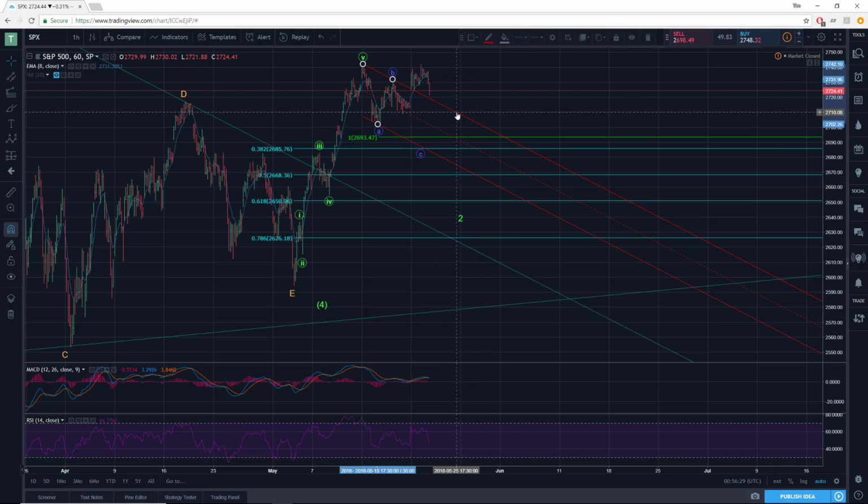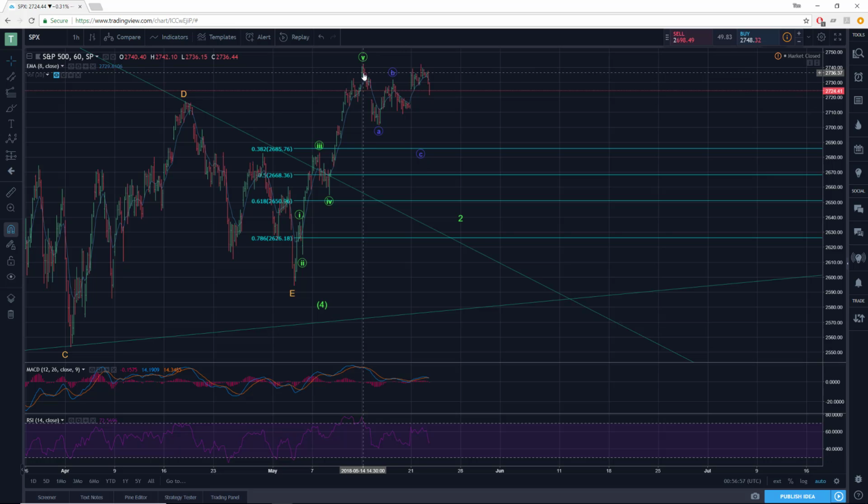Now I'll just delete this channel I had up and also this fib target, as there's some changes since last time. So I was thinking maybe we had an A, B, and we're going to have a C down for a zigzag. But that's no longer the case. I'm seeing this three-wave advance, and we only made a marginal new high. We made a new high of 2742.24, and the previous high was 2742.10. So a fraction of a point on SPX.